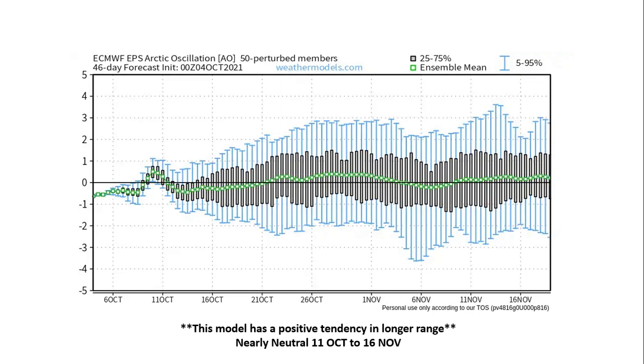So one thing I wanted to mention too with this longer range European EPS, 50 perturbed members, this model has a positive tendency in the longer range. I've just noticed it over time. But generally we're expecting nearly neutral AO conditions from 11 October to 16 November with this particular model.